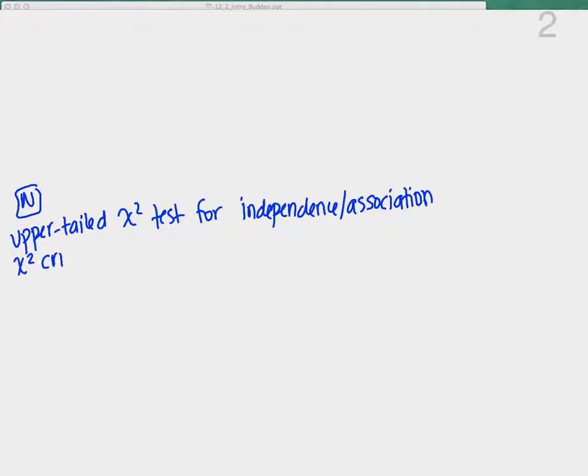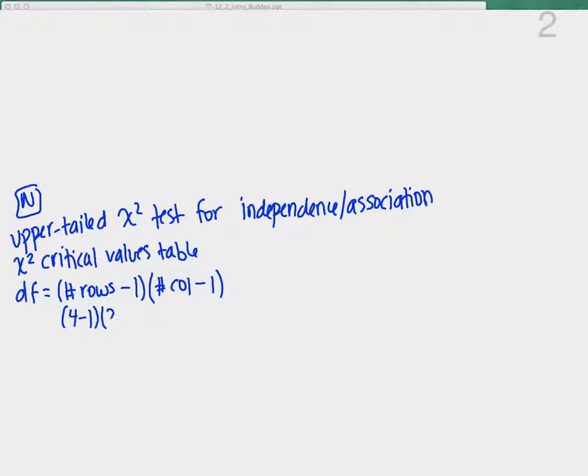You're going to use the chi-square critical values table. That means you need to use degrees of freedom. Your degrees of freedom is the number of rows minus 1 times the number of columns minus 1. So in our case, we have 4 rows, so we're going to do 4 minus 1. We have 2 columns, so 2 minus 1. So this is going to be 3 degrees of freedom. Yes, I want you to show that work. Lastly, alpha is 0.05.